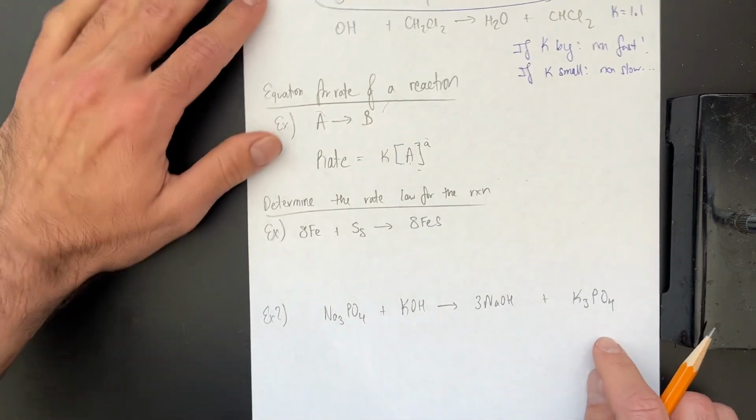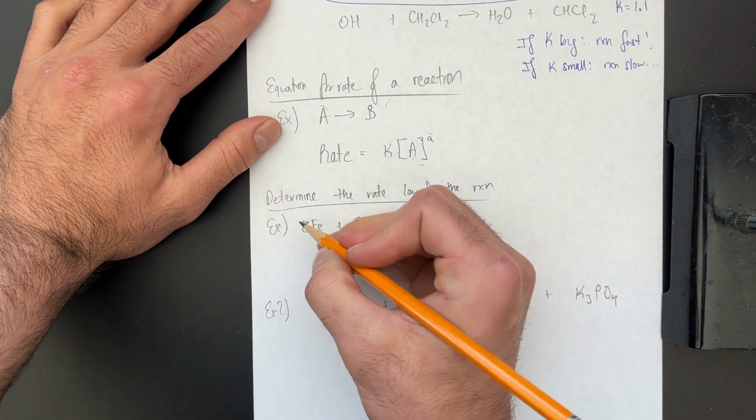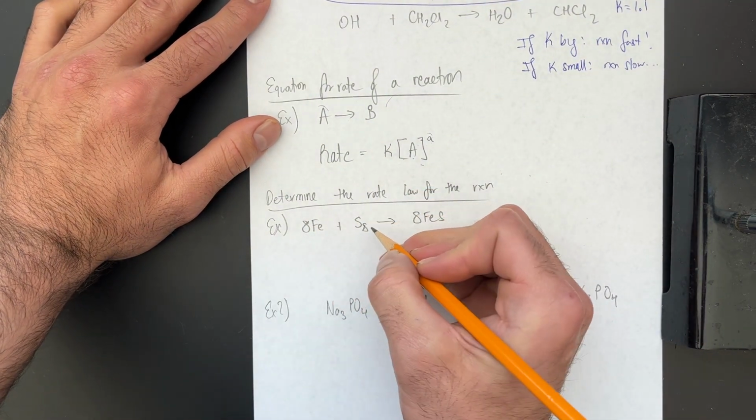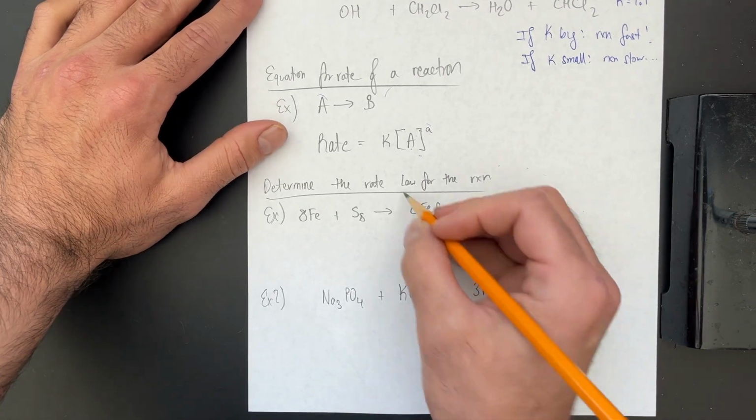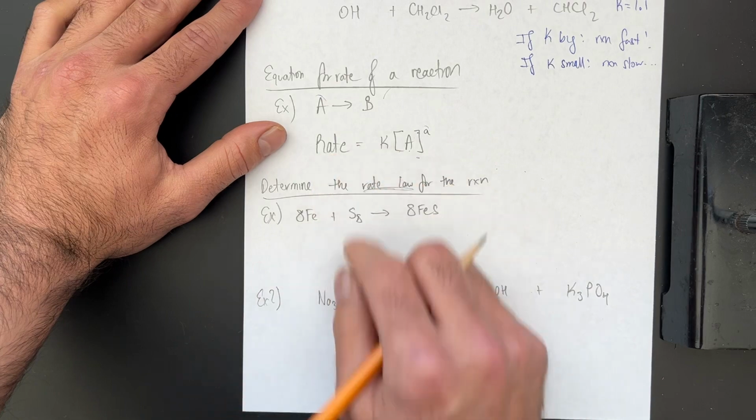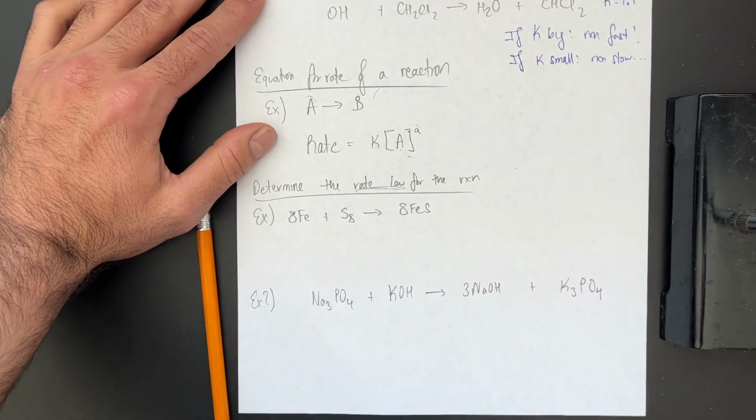Let's look at some specifics. Let's say we had 8 Fe plus S8 yields 8 FeS. What's the rate law? We call it the rate law, not just the equation for rate. It's called rate law for some reason.